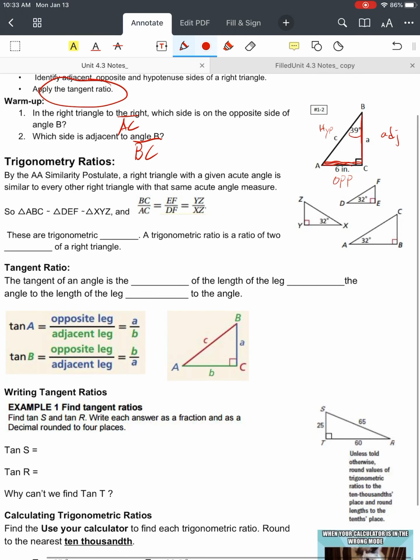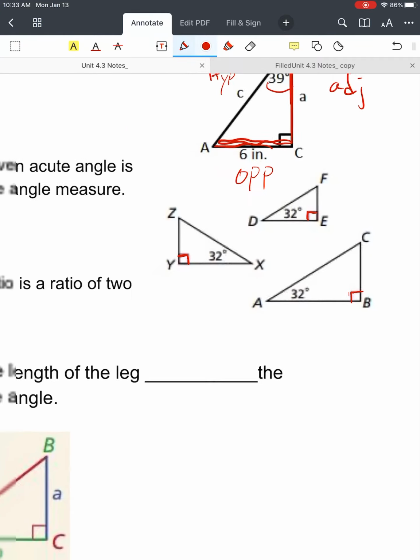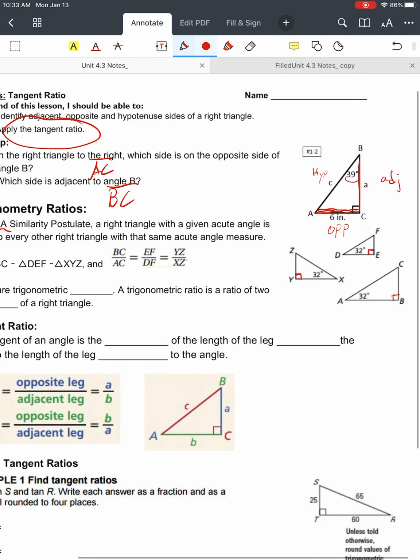So trig ratio. Let's take a step back and think about our angle-angle postulate. Anytime we have two triangles and they have two congruent angles, in this case, these three triangles have both a right angle and a 32-degree angle, we know the third angle must be congruent too, and therefore if all the angles are congruent, that means that they're similar, meaning that they have the same shape, not necessarily the same size.